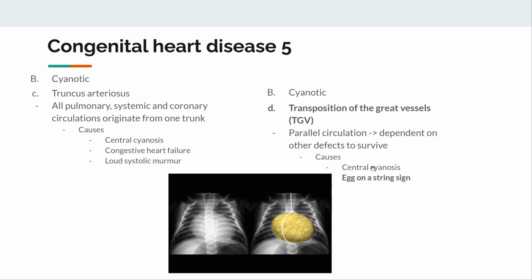So transposition of the great vessels, or TGV. The reason why this is important is it could come up in an anatomy exam with the following X-ray, which I have shown here. This is where the pulmonary trunk and the ascending aorta swap. And you essentially get parallel circulation, so you're dependent on another defect to survive. It can cause central cyanosis and something called an egg on a string sign.